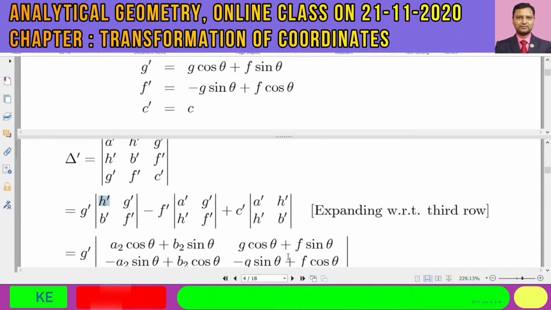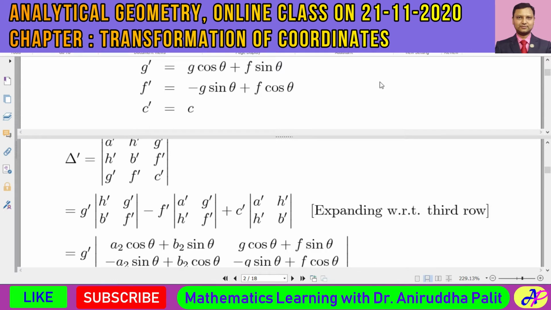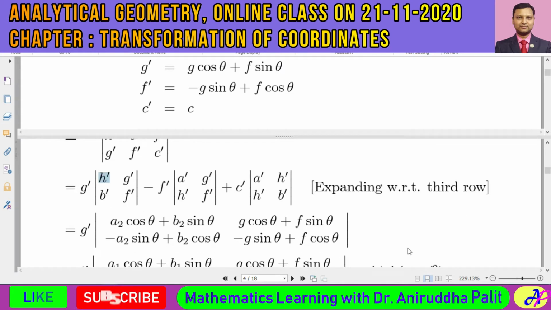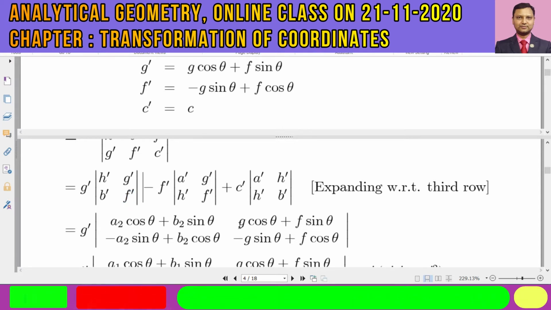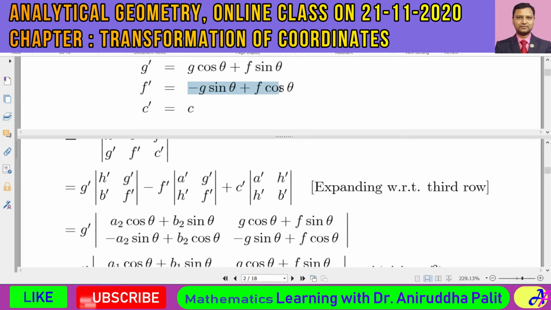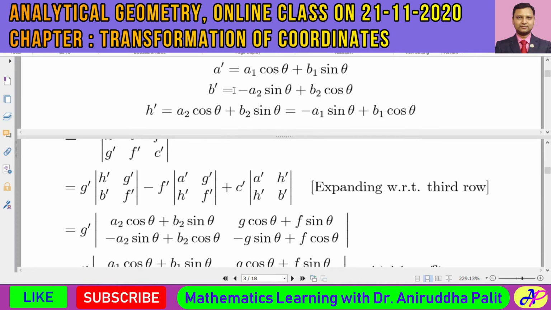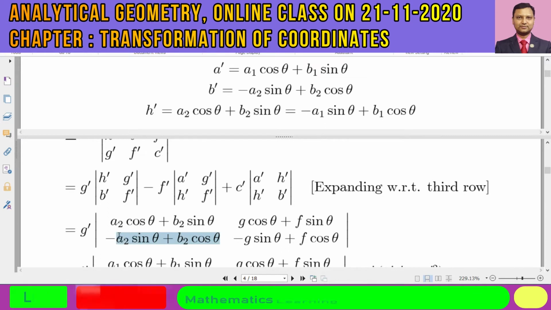We have a confusion regarding the expression of H prime, because H prime has two different expressions. One has index suffix 1, another has suffix 2. So which expression should we use in place of H prime? That we should determine. How to determine it? Let us first put the expressions of G prime, B prime, and A prime in this determinant. This is the expression of G prime. Next, A prime has this kind of expression: minus G sine theta plus F cos theta. And what about B prime? We already have the expression of B prime: B prime is equal to minus A2 sine theta plus B2 cos theta.